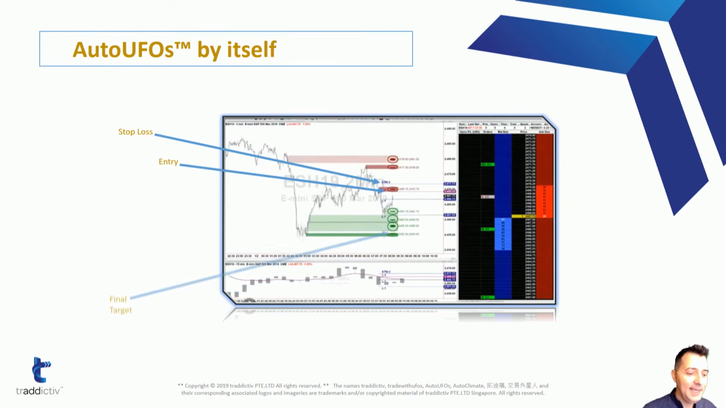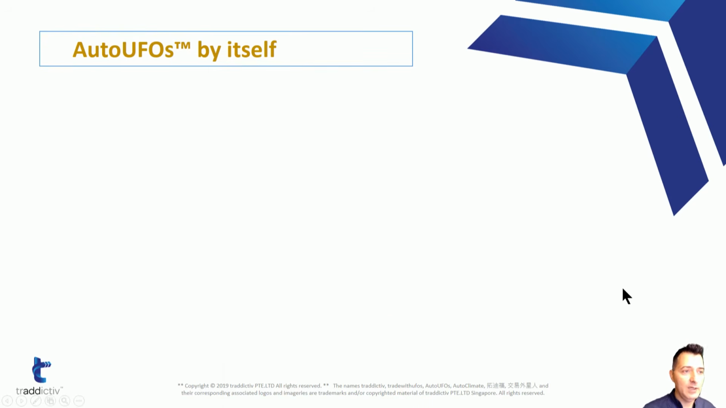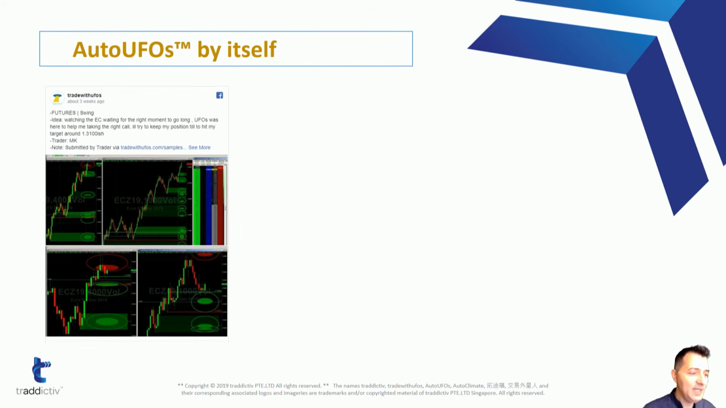Okay. The green UFO would be your target. And you can also have an intermediate target somewhere in the middle. So all of those things could actually, I would say, should be done every time we trade. Okay, so here are examples of many users using different techniques doing the trades.